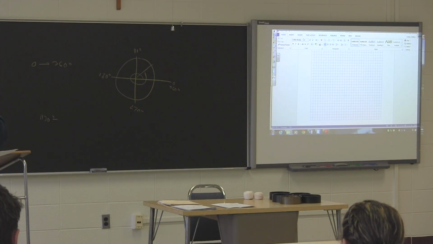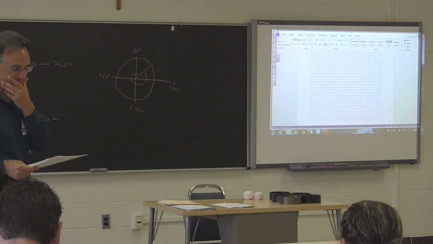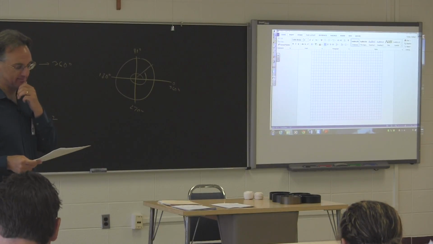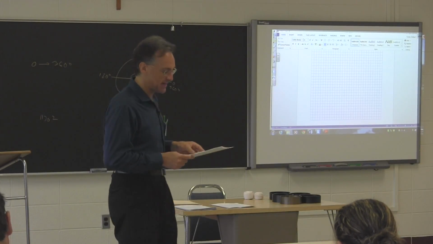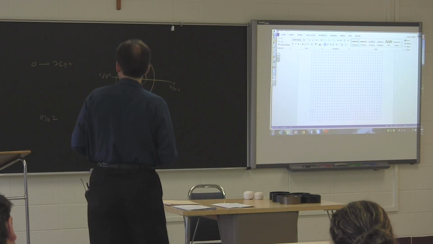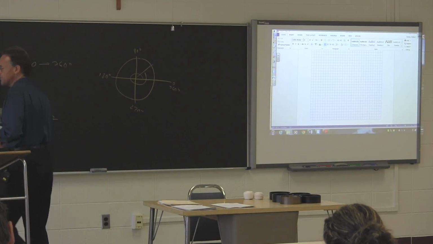Okay. So if you take a look at page 2 now, I make a statement that we often measure angles in degrees, but that radians are a more natural measure.